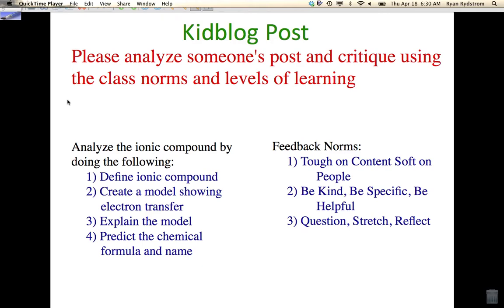But today we're going to continue on with that same idea, but now with covalent compounds. And you will be writing a kid blog post using the same criteria, but now instead of ionic, you'll be doing covalent bonding. So make sure that you have made a copy of covalent bonding note sheet 3.3. So covalent bonding 3.4, my bad. Make a copy of covalent bonding 3.4.